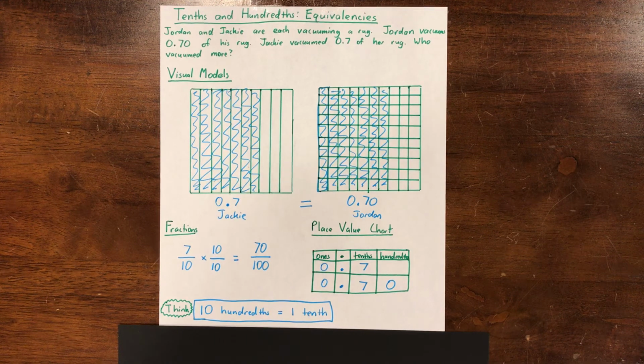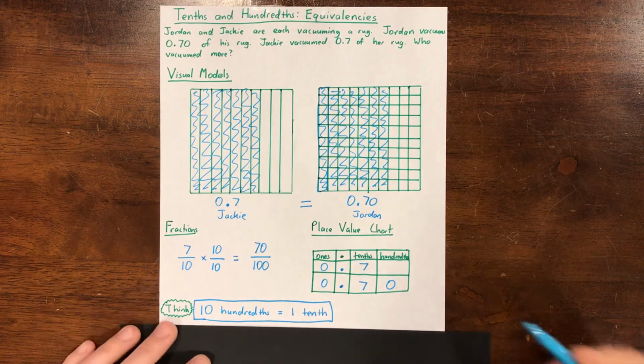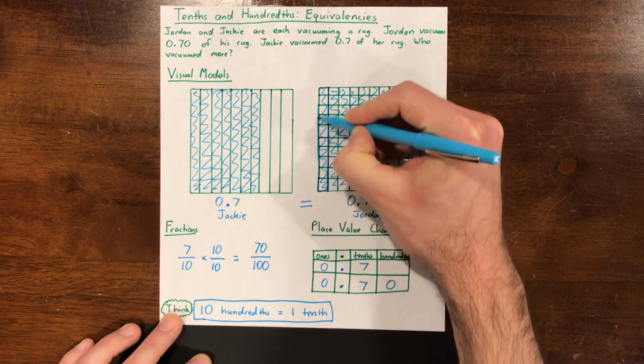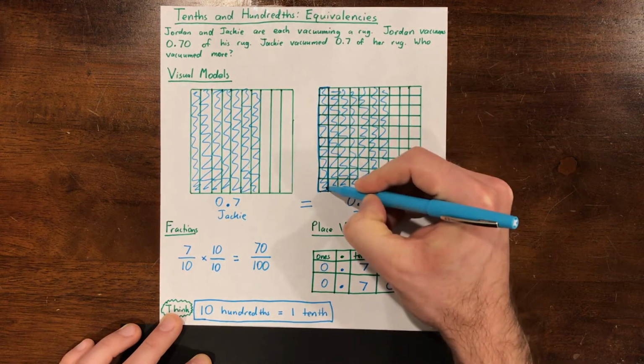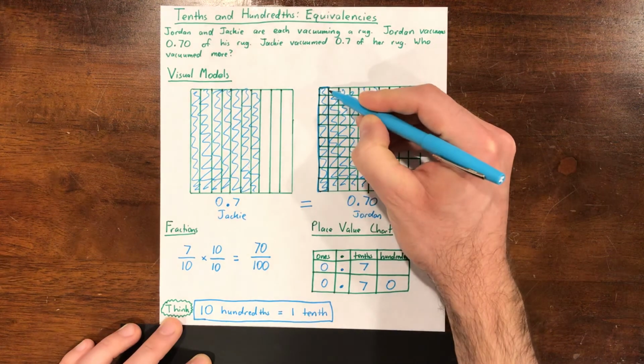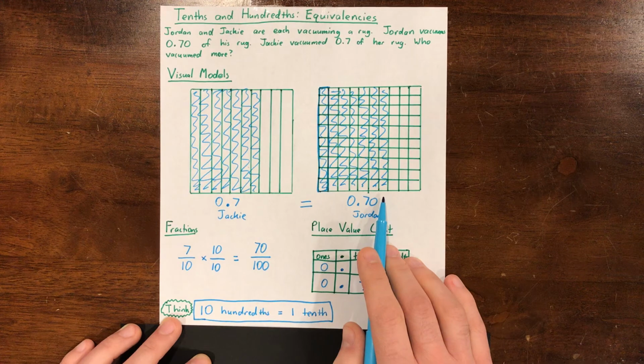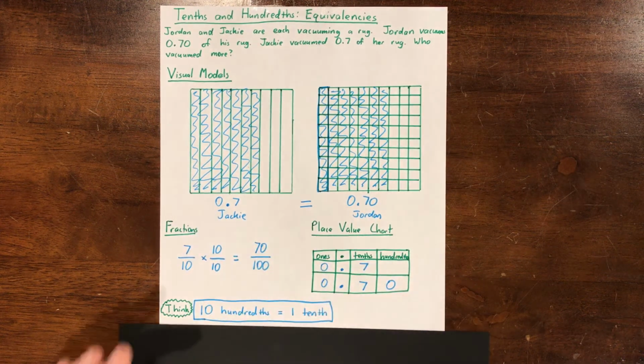And again, why does that make sense that those two numbers would be equivalent? Say it out loud. Right. It all comes back to this idea that in every 10th, there are 10 hundredths. 10 hundredths make a 10th. So if you have 70 hundredths, that's the same as 7/10.